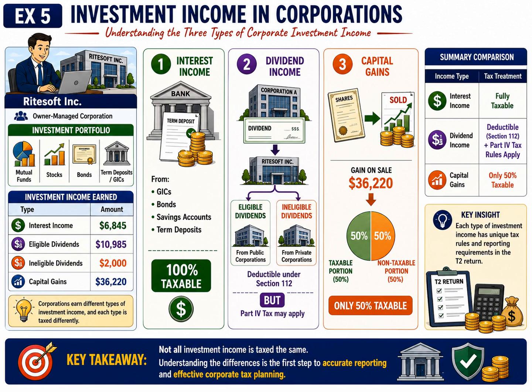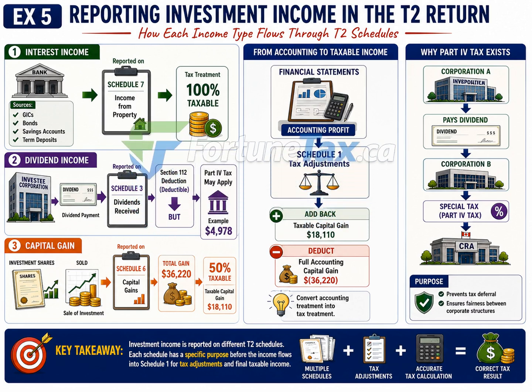The key takeaway from this slide is that corporate investment income is not a single category. Interest income, dividend income, and capital gains each have their own tax rules, reporting requirements, and calculations. Correctly identifying the type of investment income is the foundation for accurate T2 reporting and effective corporate tax planning. Now that we've identified the different types of corporate investment income, the next step is understanding how each type is reported in the T2 corporate tax return.